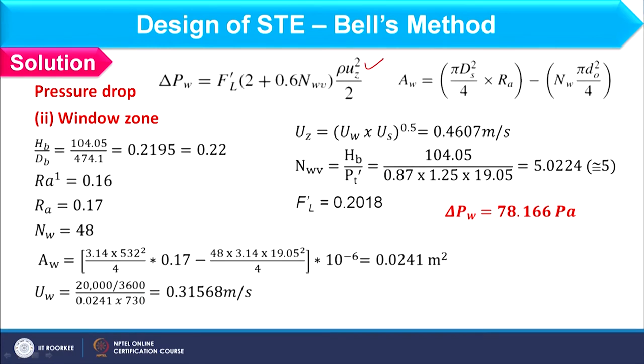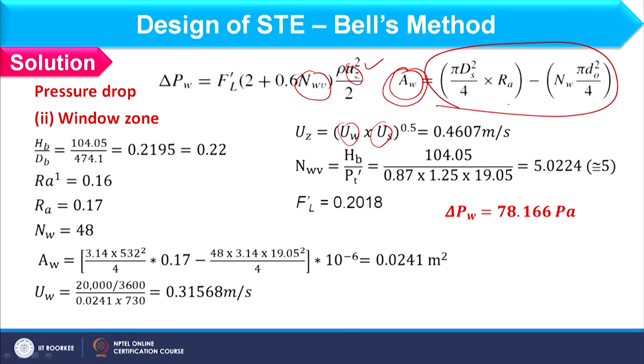Now we have to find out pressure drop in window zone. This is the expression for pressure drop in window zone. Here I have to find out NWV and UZ, and UZ is basically the geometric mean of US and UW. So, first of all we should find out UW, and that will depend on AW, and AW is basically the free flow area in window zone. And that we can obtain by this expression.